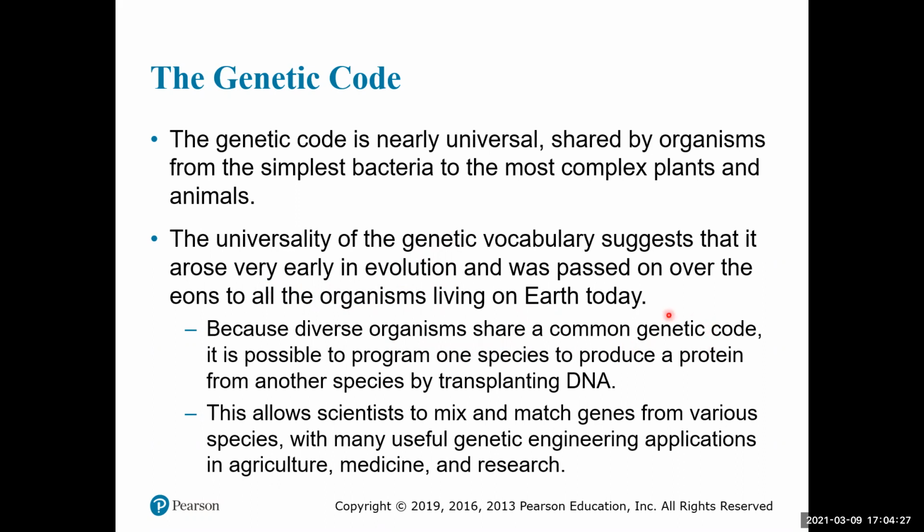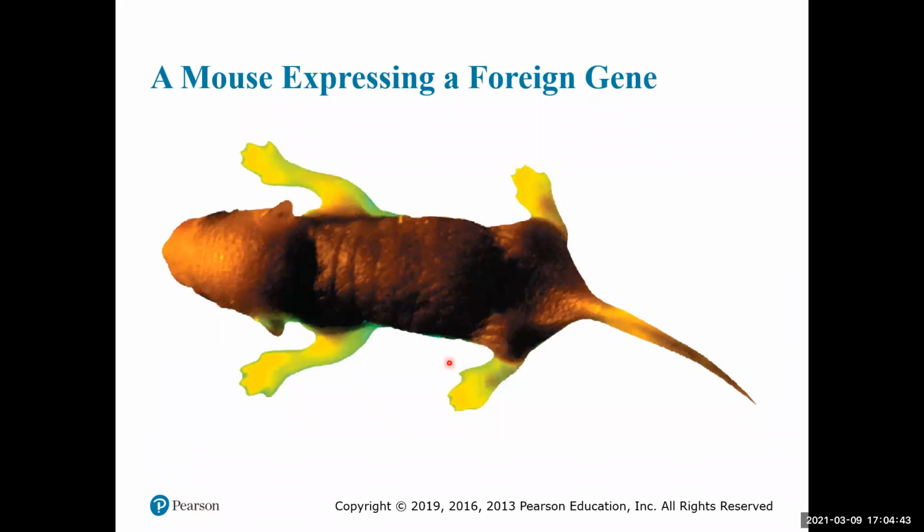And because we all share this common genetic code, it's possible to program one species to produce a protein from another species. And so scientists have actually done studies where they mixed and matched genes from various species. So for example, this is a bioluminescence gene that was implanted in, I believe, a mouse, to where its forelimbs are fluorescent. And that gene came from another organism. And so because of that universality, this can happen. Okay, this is possible.